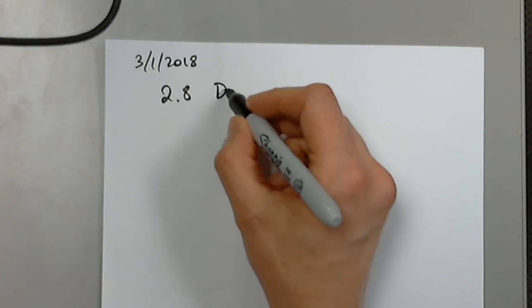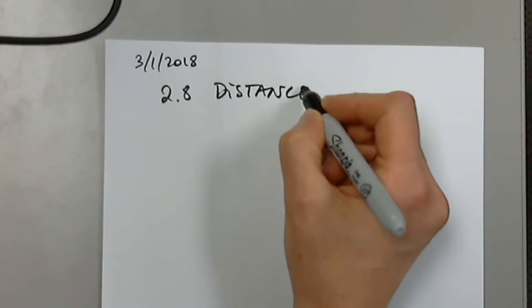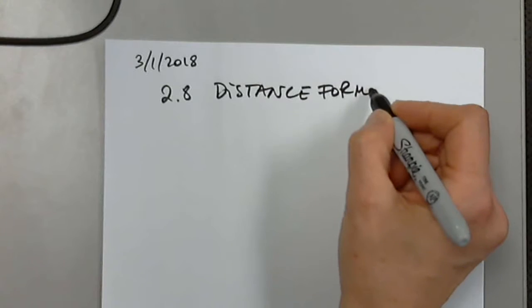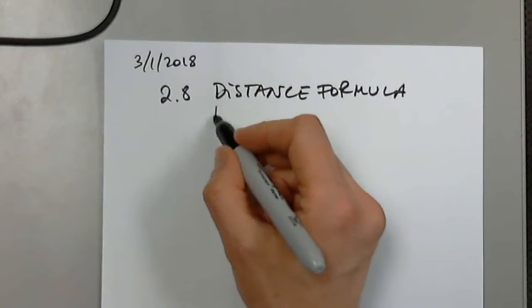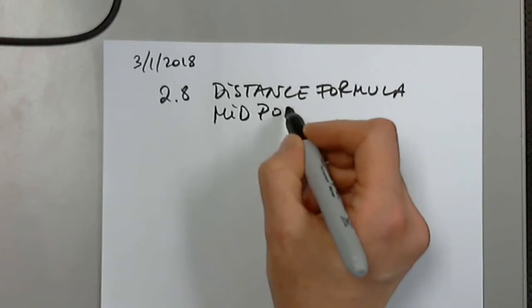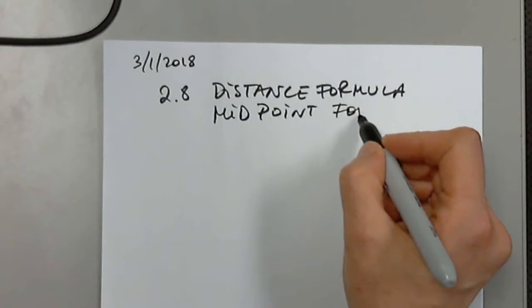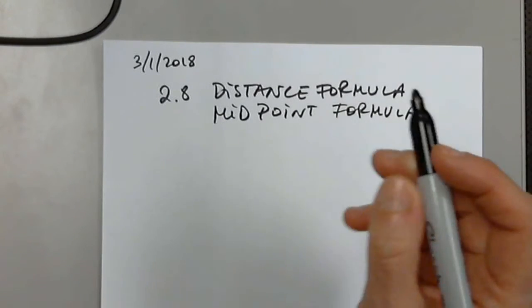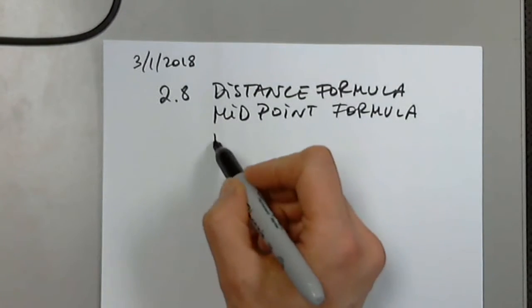So 2.8 is basically three different titles, three different things involved here. The first one is the distance formula. The second one is the midpoint formula. And the last one is the equation of a circle.